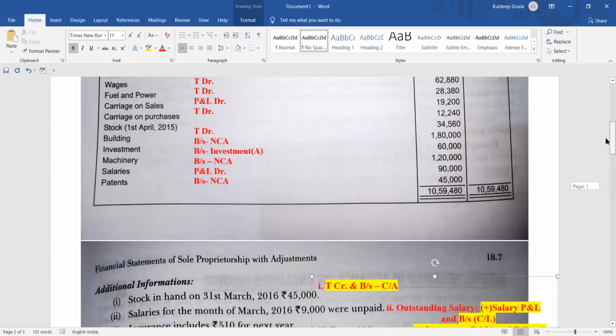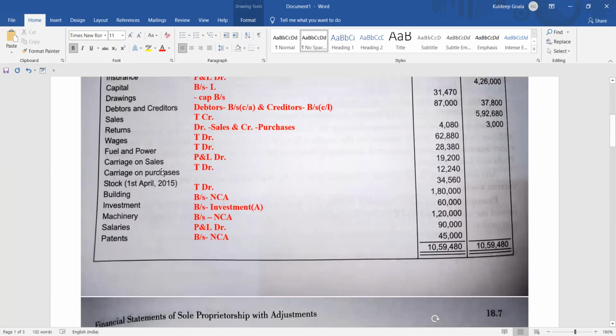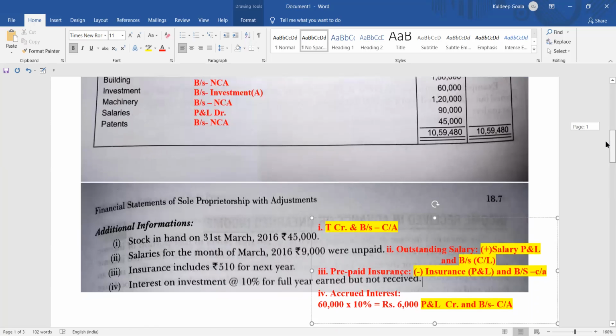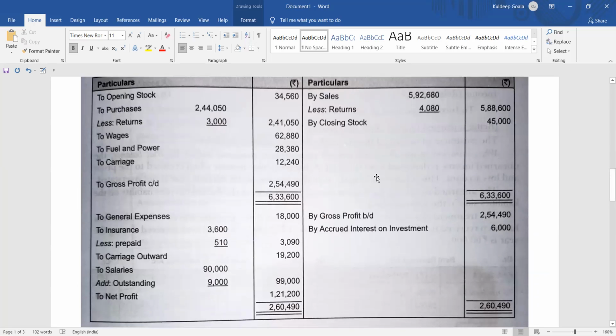After that, what do we have? On the trading account debit side, we have carriage on purchase. What is the amount? Carriage on purchase, 12,240. We can see that there is no adjustment, so directly it will go on the trading account debit side. As to carriage, you can write 'To carriage on purchase', no problem. If you write only carriage, also 12,240 rupees in the outer column.